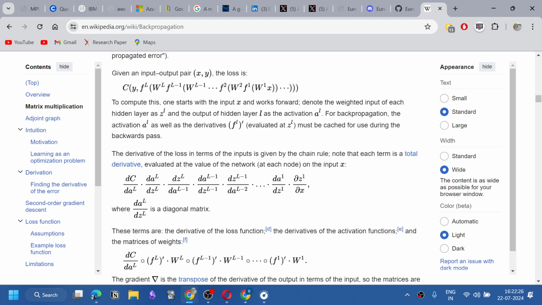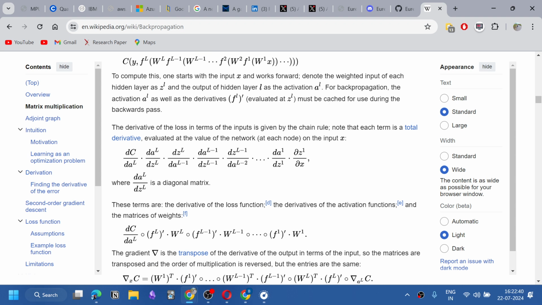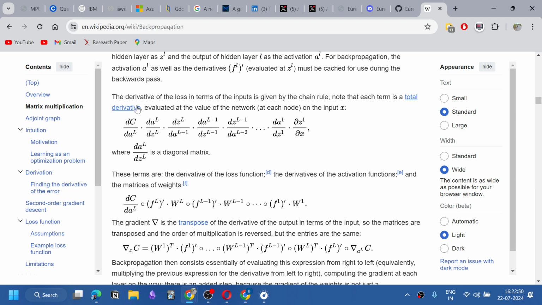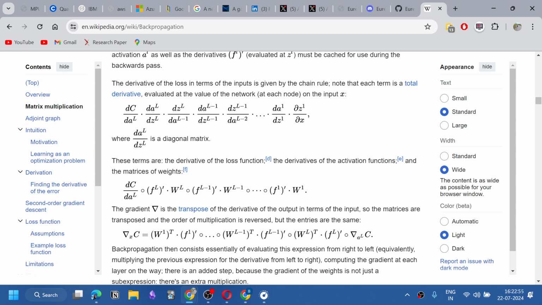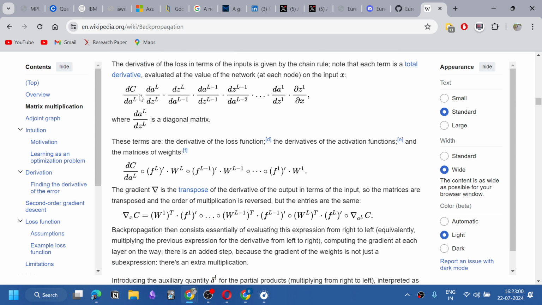In the computation, we start with an input x and work forward, denoting the weighted input to each hidden layer as z, and the output of layer l as activation a, where activation is a differentiable function. These must be cached for use during backpropagation, in the derivation of the loss in terms of the input, given the chain rule, with each term in the total derivative being the value of the network at each node.